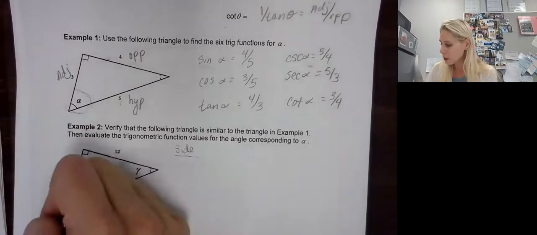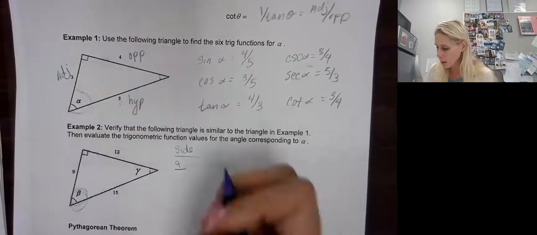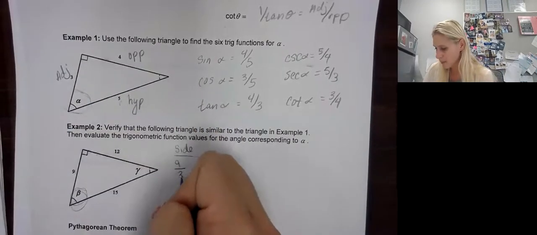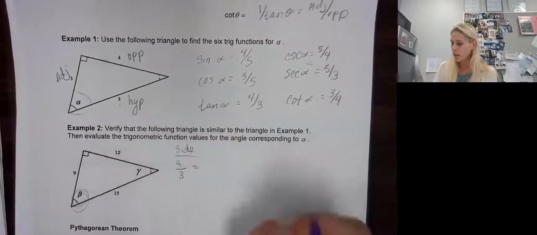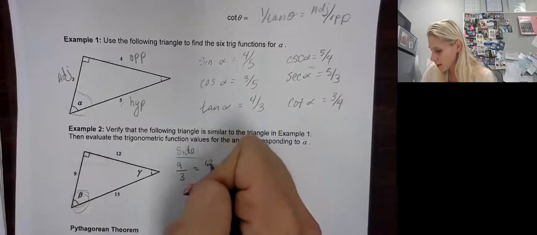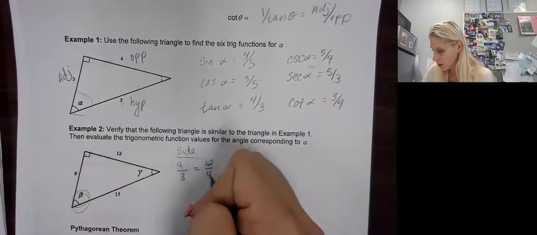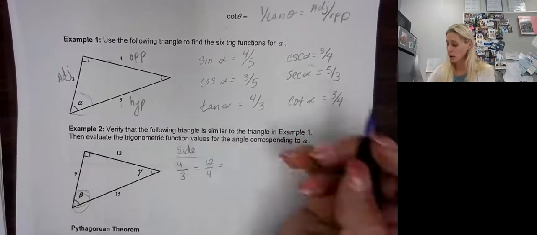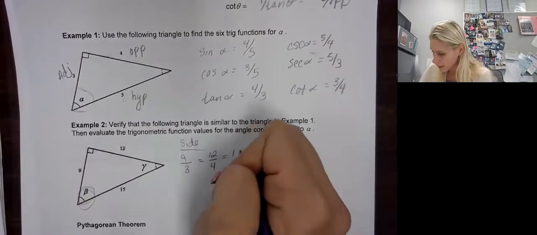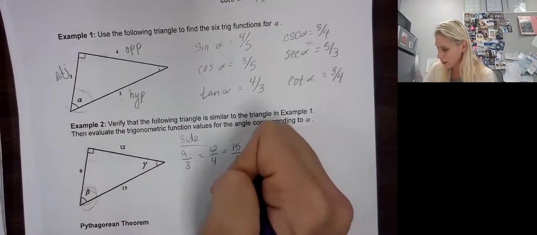So let's see, the adjacent side is 9, and in example 1, the adjacent side would be 3. Does that equal the opposite side of this one, which is 12, over the opposite side of example 1, which is 4? And does that equal the hypotenuse over example 1's hypotenuse?